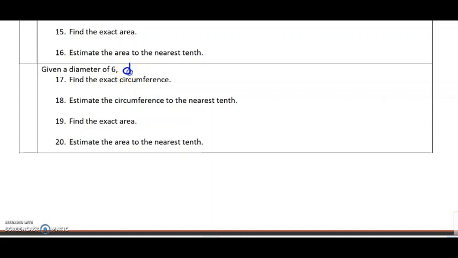On this example, we're given a diameter of 6. Remember that the diameter is equal to 2 radii, therefore the radius is equal to 3. To find the exact circumference, that's the diameter times pi, or in this case, 6 pi.